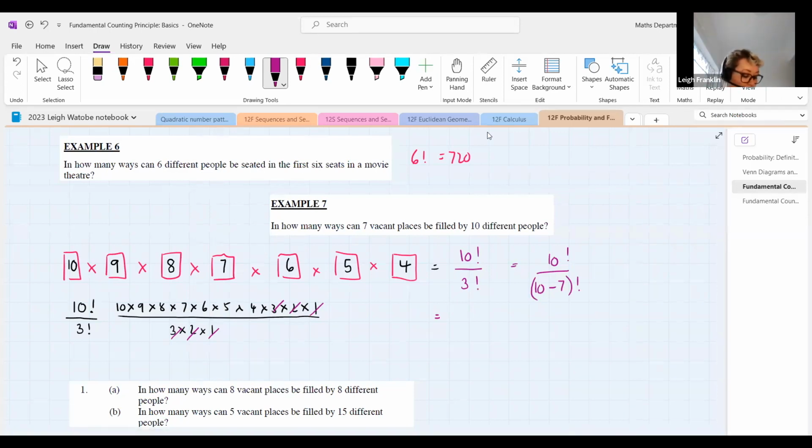So you've got 10 factorial divided by 3 factorial, which gives us 604,800.